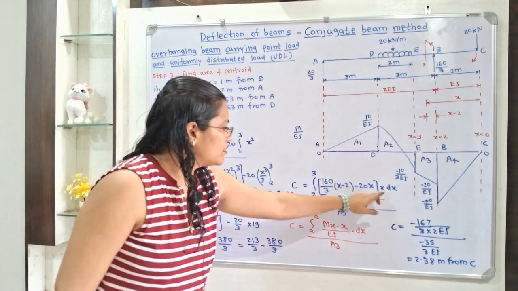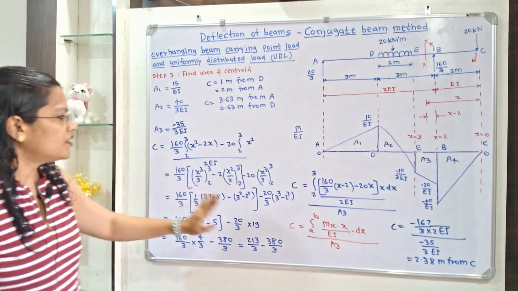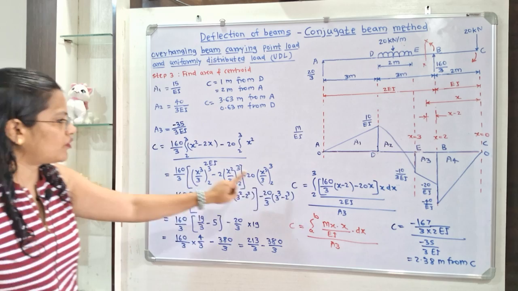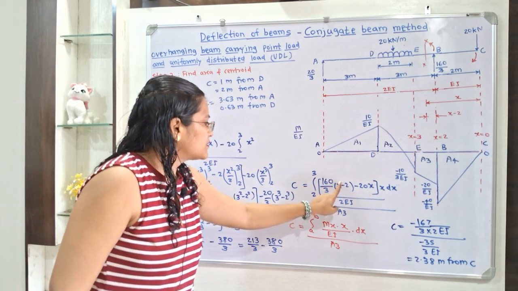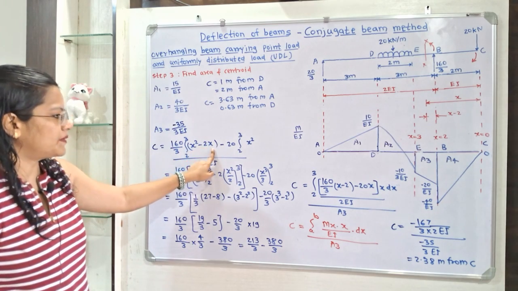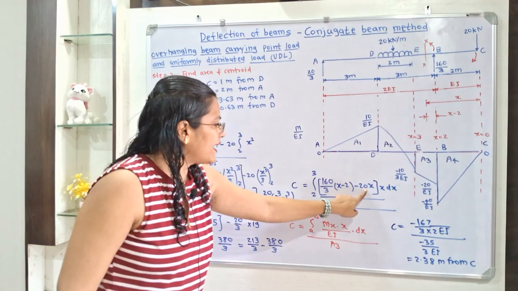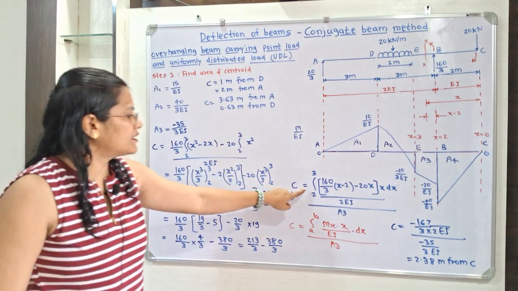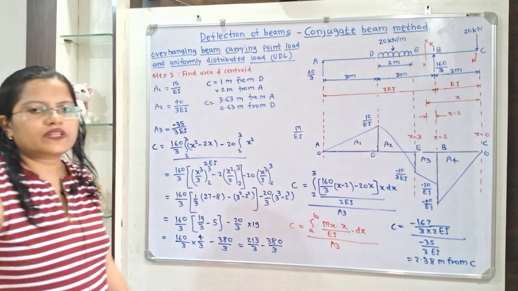For this numerator, this is the calculation part. We will take 160/3 outside, then integration of, now we will multiply x with this bracket, that is x square minus 2x, and this bracket complete. Now this minus 20 as it is. Now x multiplied by x, that is x square. So we have to take integration from 2 to 3 for x square.